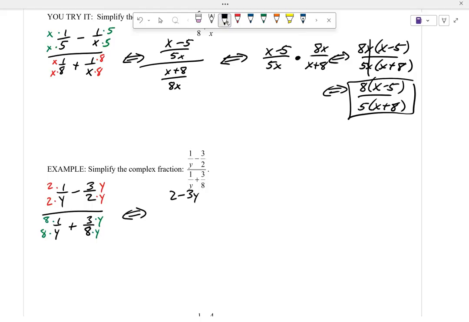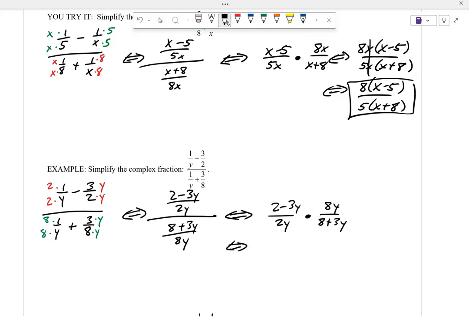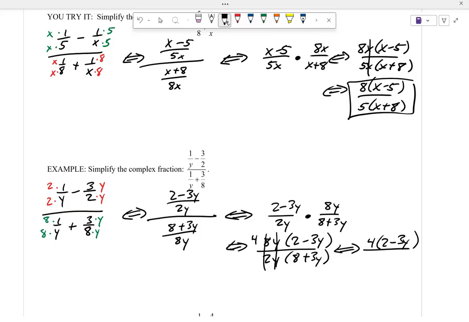I've got 2 minus 3y all over 2y. In the denominator, I've got 8 plus 3y, all over 8y. So now we can keep, change, flip. Keep the top here, multiply by the reciprocal of that denominator, so 8y over 8 plus 3y. And so we've got 8y times 2 minus 3y, over a 2y and an 8 plus 3y. Notice my 8's cancel, and then 8 over 2 leaves me with 4. So I just have 4 times 2 minus 3y all over 8 plus 3y, or if you want to write it, 8 minus 12y over 8 plus 3y is fine as well.